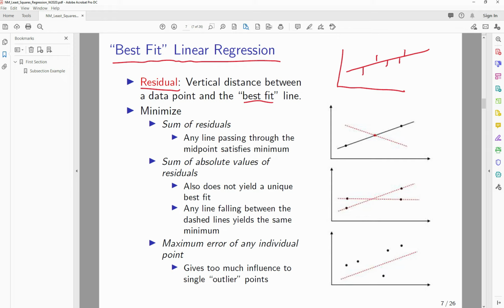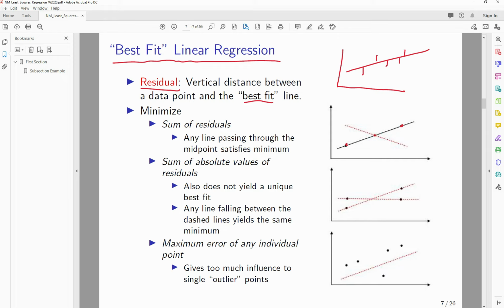Well, let's talk about some different ways that we can minimize summations of these residuals. The first one is straight up just minimizing the summation of those residuals. So if we have 2 points right here, and I take a look at the residual right here, which is 0, and the residual right here, which is 0, again, the distance between the data point and the line itself, I'm left with 0 as my sum of the residuals.